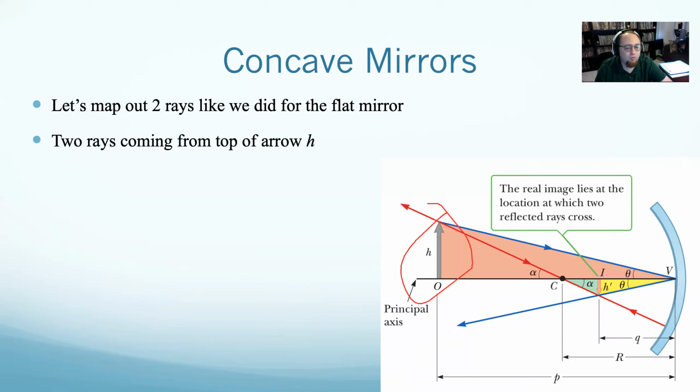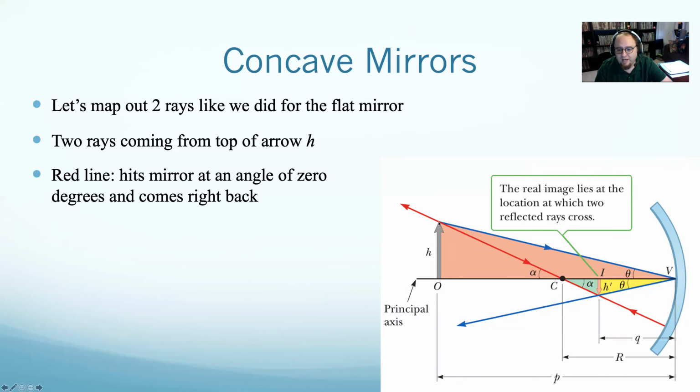I'm going to draw two rays coming off my object. One ray is going to go straight down and hit through C. If it goes down through C, it'll hit the mirror at 0 degrees, which means it'll reflect directly back by definition. The other line is going to go through V, and it's going to follow the law of reflection. So the angle above, theta, will equal the angle below, theta.